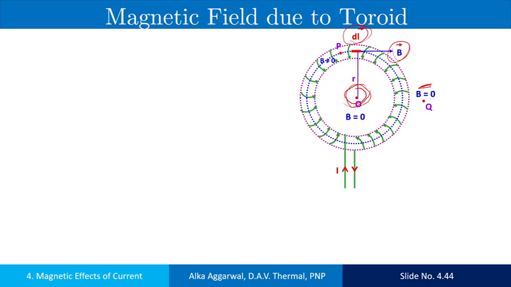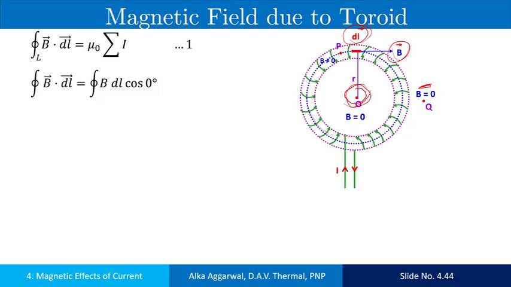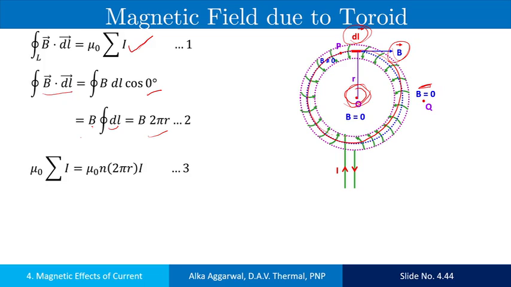Now we will find the magnetic field inside the toroid. Again we are using Ampere's Circuital Law. It is Ampere's Circuital Law, that is, the line integral of the magnetic field over a closed path is equal to mu naught times the total current. As the magnetic field and the current element are in the same direction, the angle is 0. B is tangential and constant, so it is taken outside the integral, and the integral of dl is the circumference of this circle, which is equal to 2 pi r.